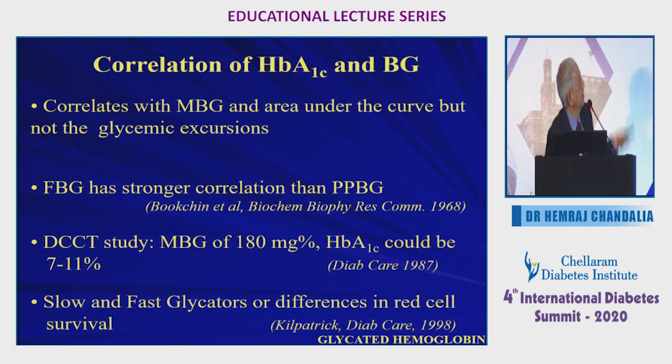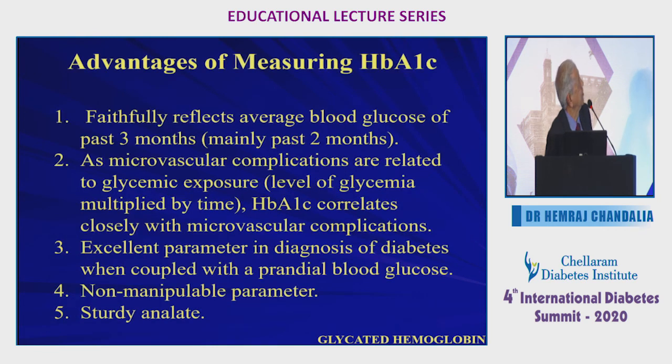So correlations of A1C and blood glucose, I told you the problem involved. The advantage of measuring A1C is a faithful reflection of average blood glucose over 3 months, or like I told you, mainly 2 months. And of course, it gives you a very good indication of microvascular complications because they are all related to glycemic exposure. It's an excellent parameter in diagnosis that I told you.